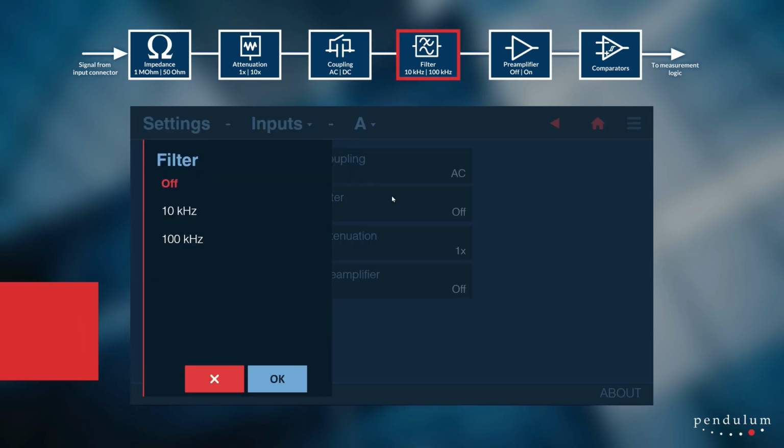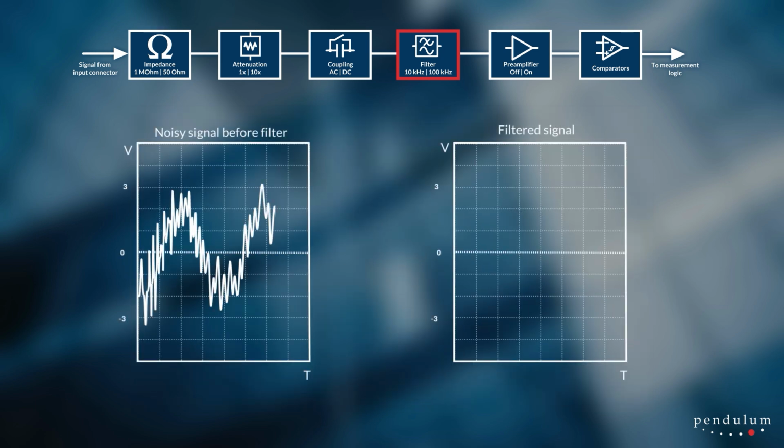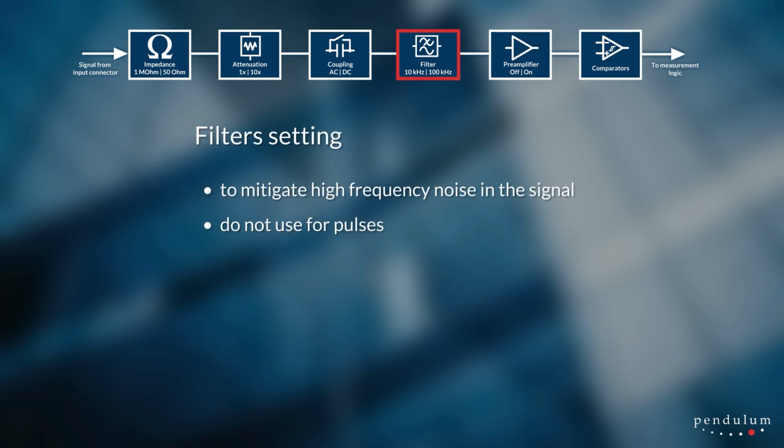Analog low-pass 10 kHz or 100 kHz filters can be enabled to reduce high-frequency noise or interference that may be present in the input signal. Keep the filters disabled unless you fail to obtain stable readings otherwise. It is not recommended to use filters for pulse signals as they affect the pulse signal shape.